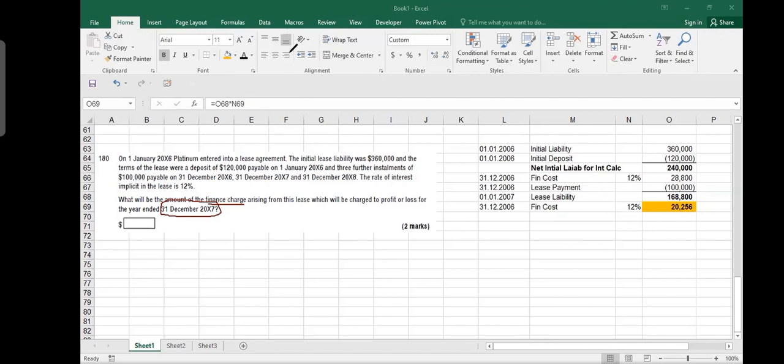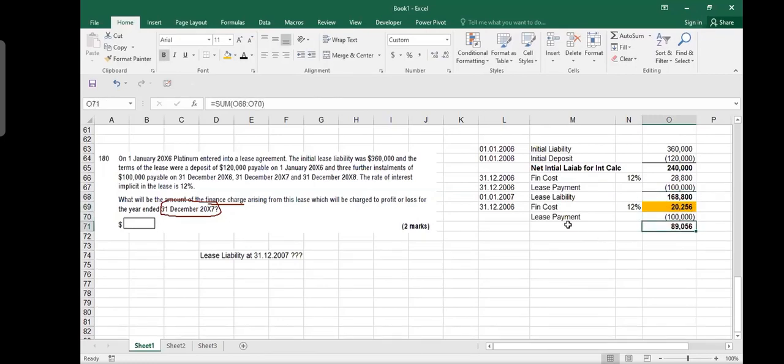Let's suppose the question is finished here. Let's suppose they ask you what the lease liability is at 31st December 2007. It should be simple, because you will make a lease payment here of minus 100,000, and you would make a total, and you will say that 89,000 is my lease liability. So this is my lease liability.